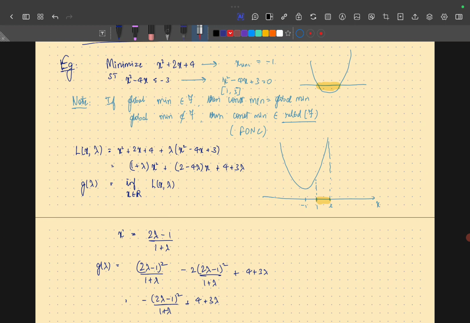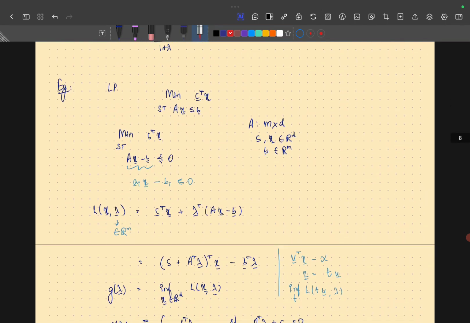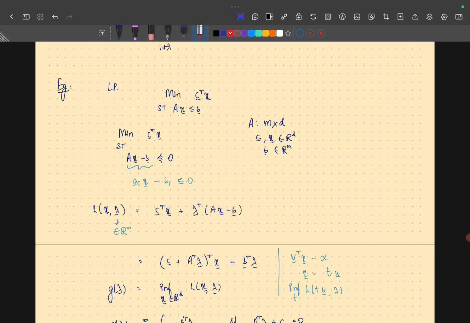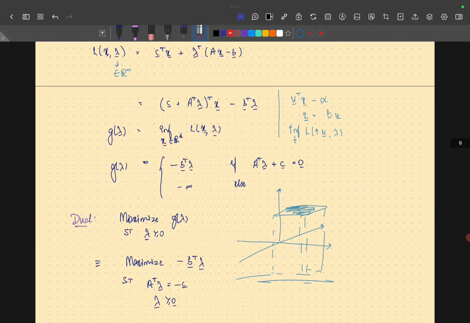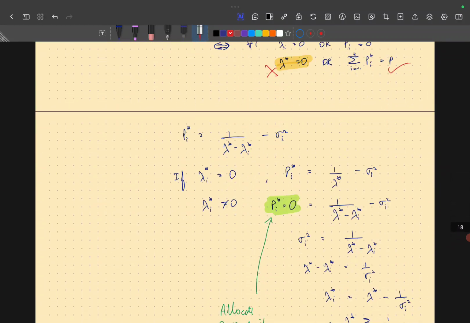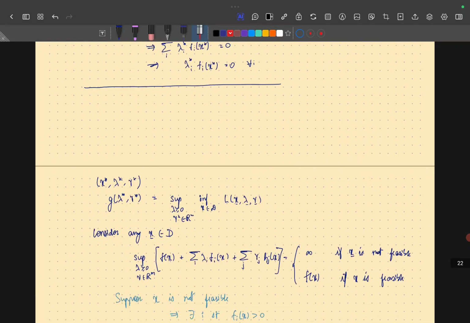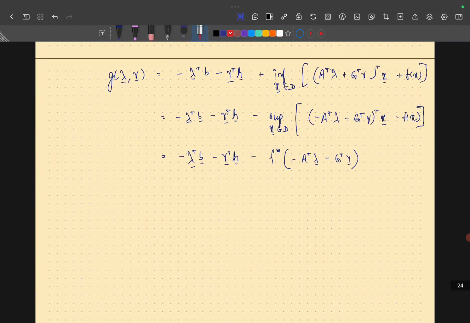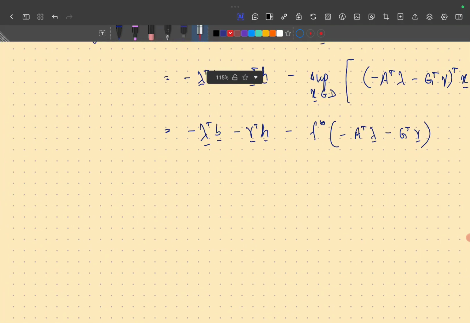In fact, an exercise for at least some of the examples that we've seen so far, for example, the linear program or even a quadratic program with, say, linear constraints: compute the dual and compute the dual of the dual. You should arrive at the primal problem. Any other questions?